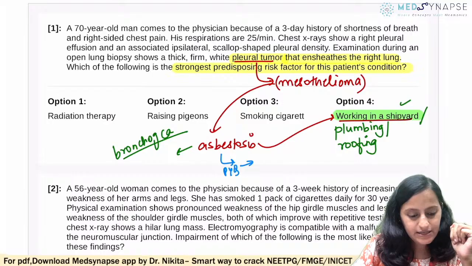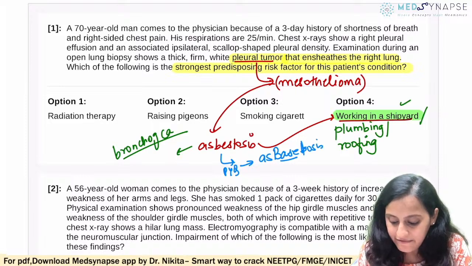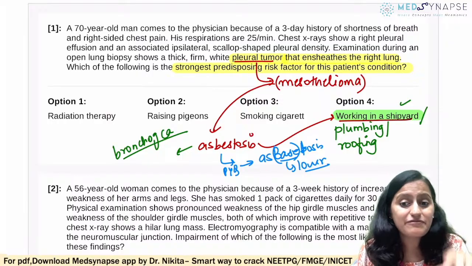Very good, Rajat, correct. So how do you remember that? Remember, asbest is asbestosis. It affects the base of the lung. The lower lobe is what it frequently affects.